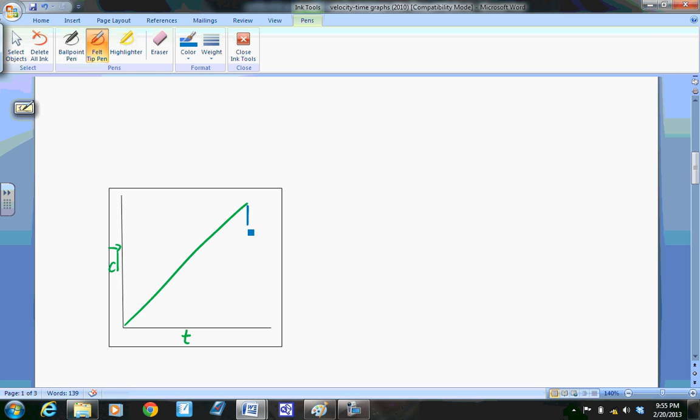I'd have to find the change in the y, in other words the displacement or the change in position, and I would take that change in position and divide it by the change in time. This would be my change in time on the x-axis, the change in x, and that would give me my slope, and my slope is equal to my velocity. So the slope of a position time graph is velocity.